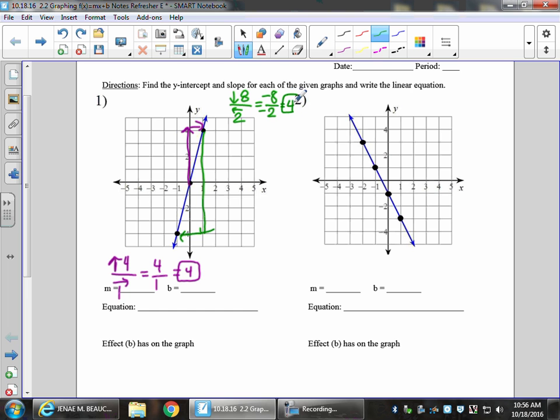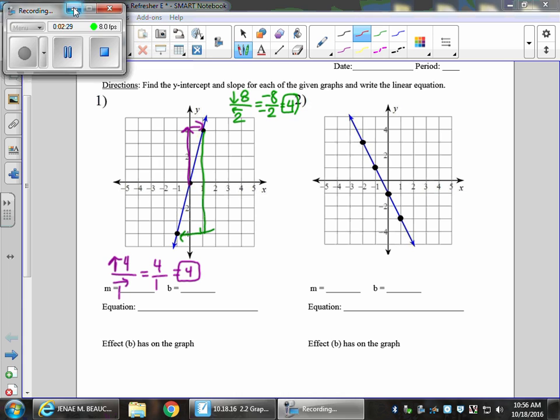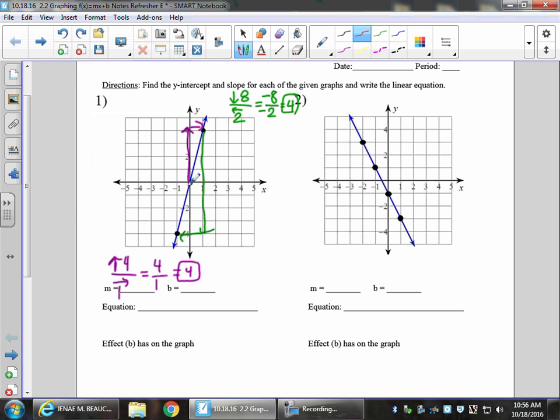It still equals 4. Notice, if I count right and my signs are right, it does not matter what points you use. We will simplify. We will always simplify to the same answer. Okay, so M is 4. Where's B? Where's B? Where is this line crossing the y-axis? Yes. B is 0.